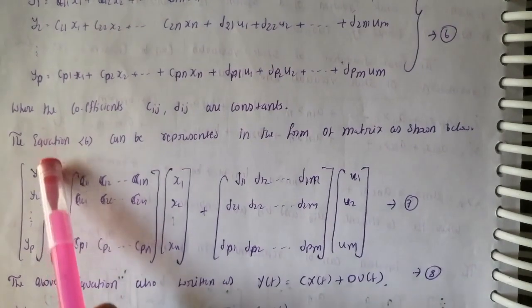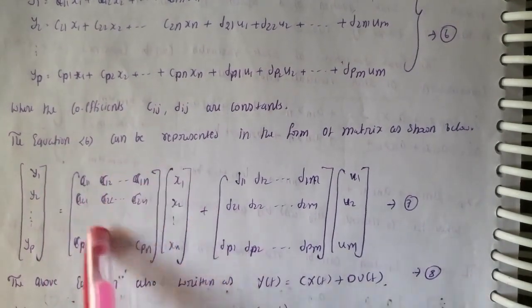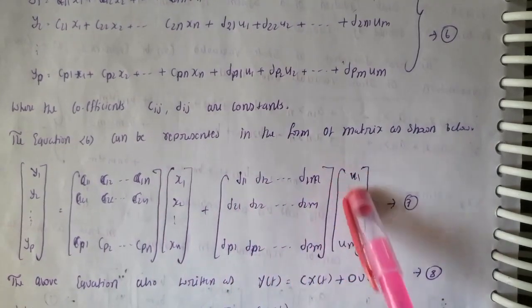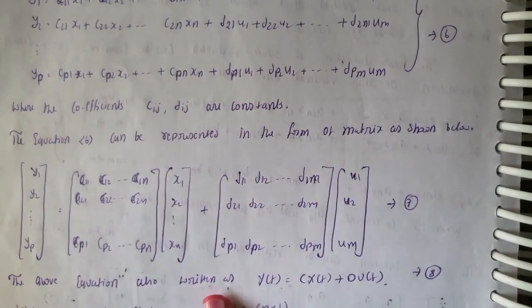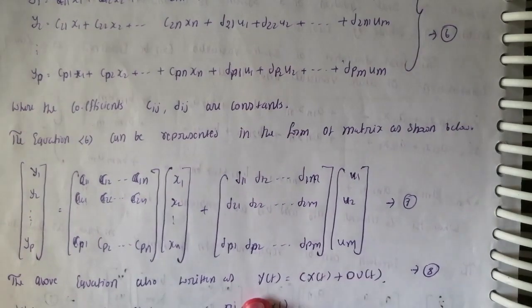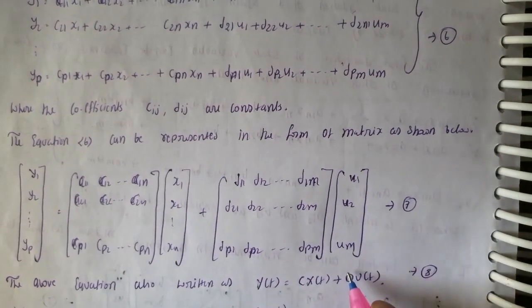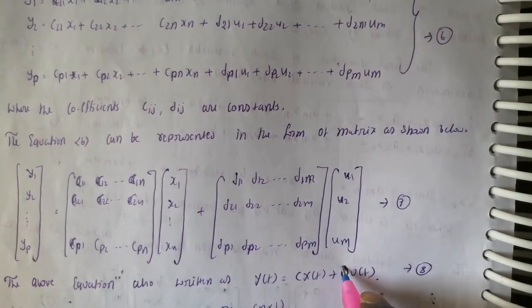So this is the output equation, where C is the output matrix, and A is the state matrix, and D is the matrix for our input. The above equation can be represented in the form of the equation y of t is equal to C into x of t plus D into u of t. So this is the D. Now this equation is called the output equation.